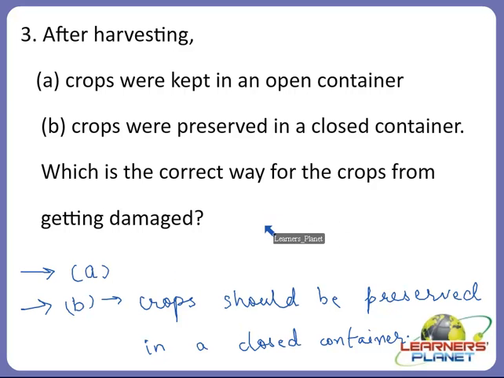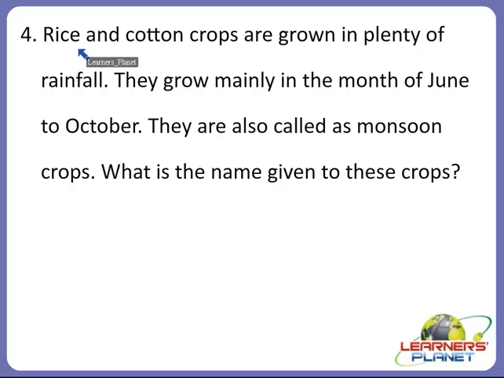Alright children. As for humans, as for us, drinking uncovered water or eating uncovered food is very bad for our health. Another question is that rice and cotton crops are grown in plenty of rainfall, mainly in the months of June to October, and they are also called monsoon crops. So children, what is the name given to these types of crops?